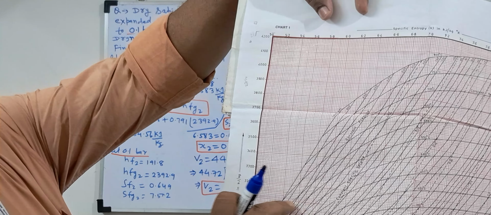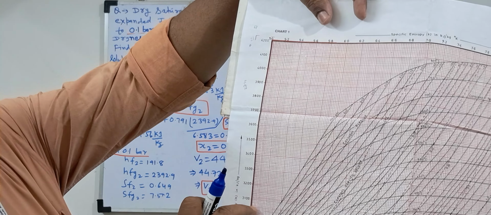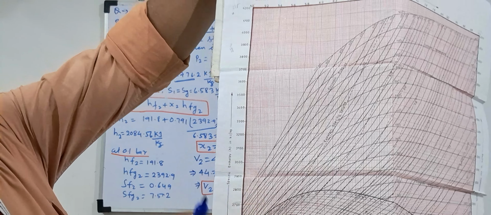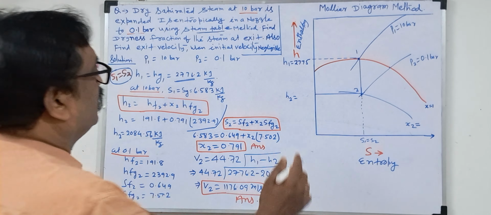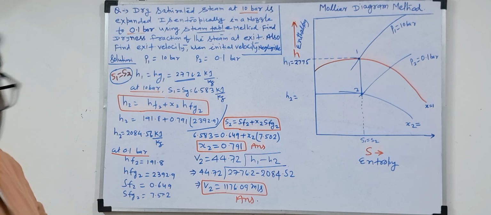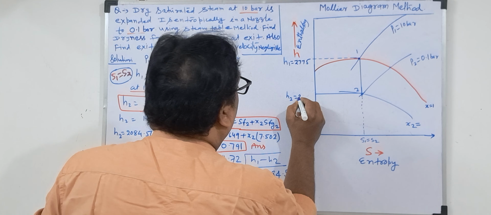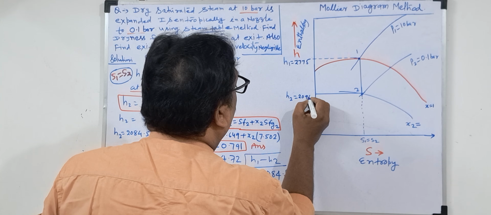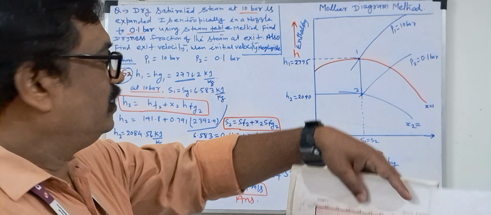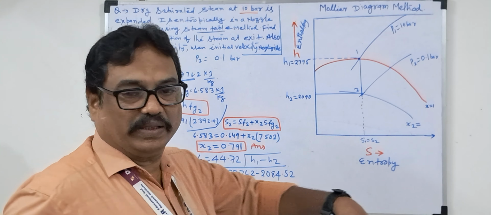So suppose you draw the horizontal line, 4 and 4.5 box. That means 45. 5 box, 50, like this you have to consider. So you will get the H1, then again at 0.1 bar you will get the H2, that also will get 2090. So this will vary from student to student. This is called the approximate method.